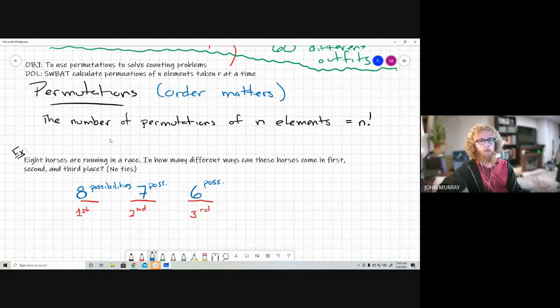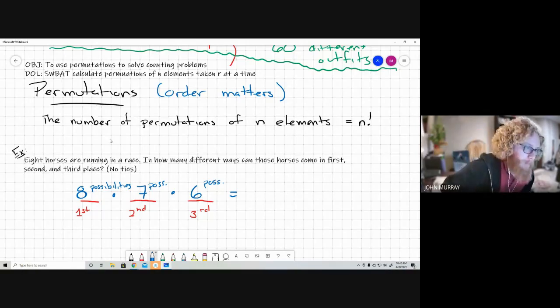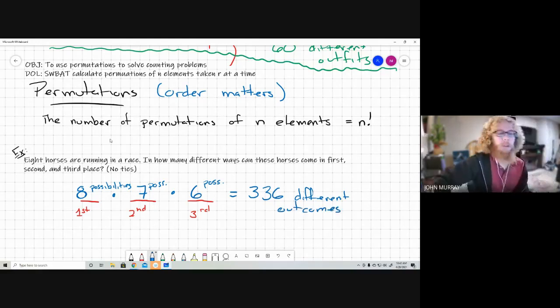But that's all I care about. So that's where I'm going to stop. I don't care about 4th, 5th, 6th, 7th, 8th. Because we're only worried about first, second, and third, we are going to multiply those 3 numbers together. And I don't feel like doing it. We get 336 possible different outcomes.